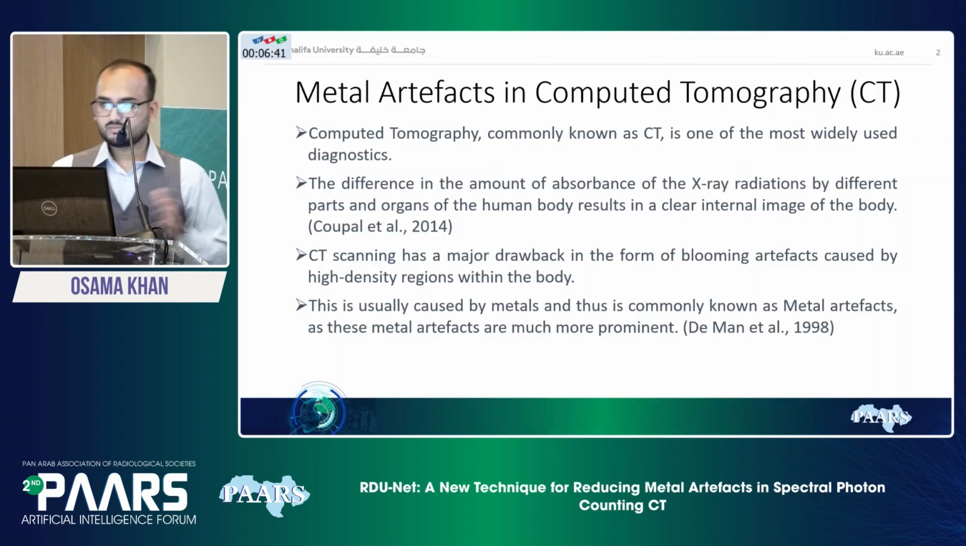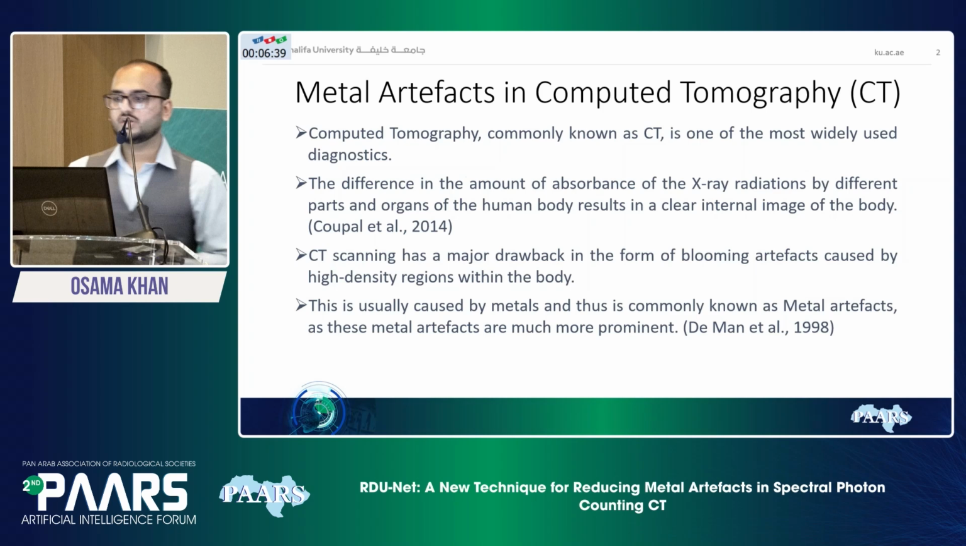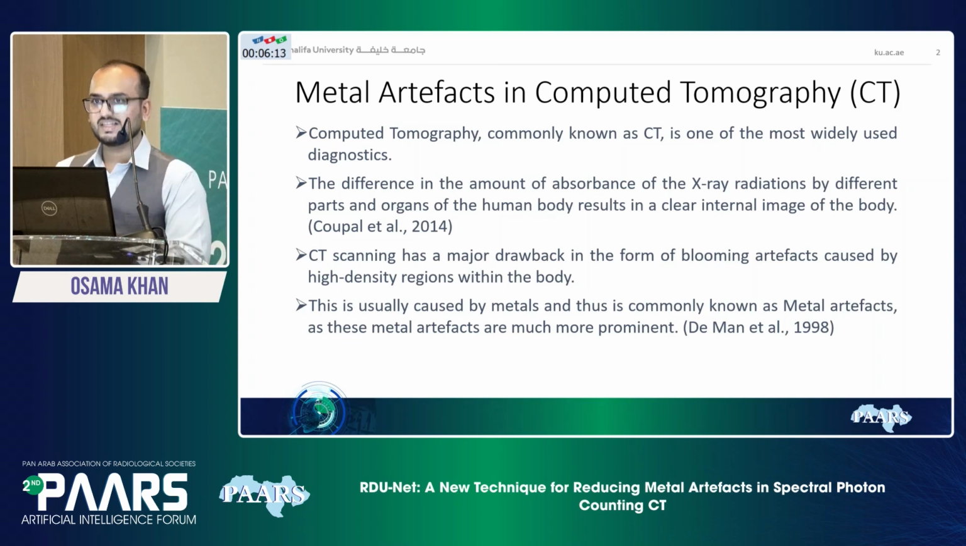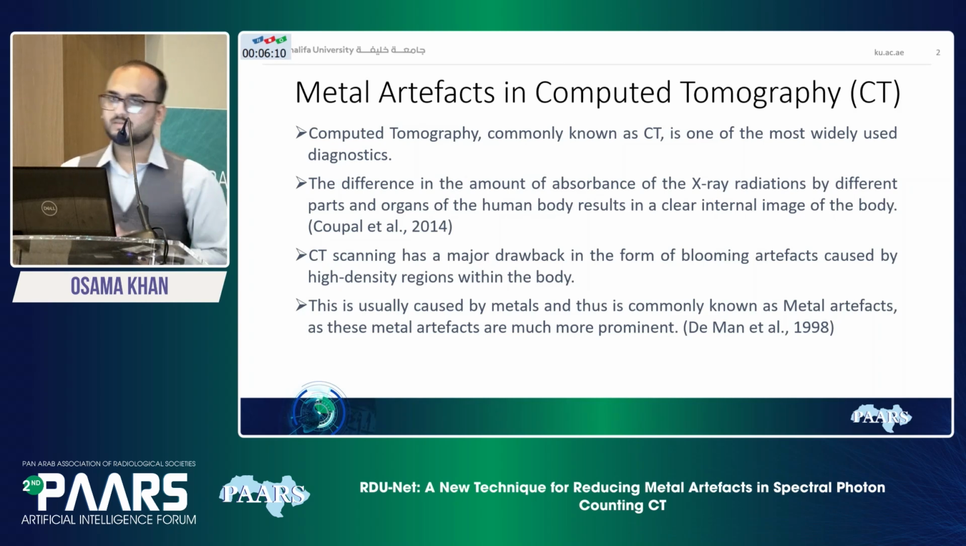First of all, we'll see what computed tomography is. A simple CT is basically where we use X-ray radiation in order to map out the internal structure of our body. And one of the major problems that we've seen with CT scans, especially now when there are a lot of prosthetics and metal implants inside the body, is blooming artifacts, which we commonly refer to as metal artifacts, because that's the predominant thing that causes these blooming artifacts. So we simply just call them metal artifacts.